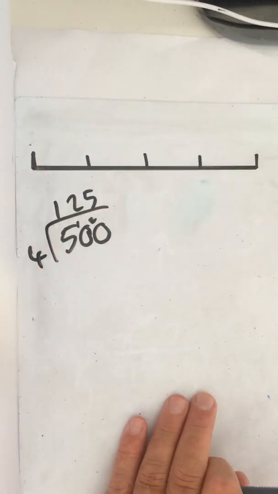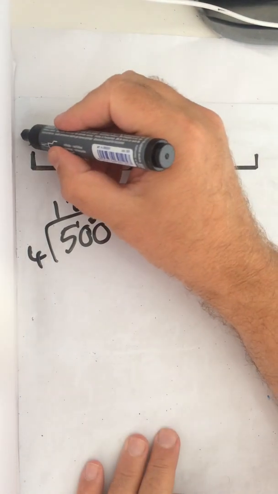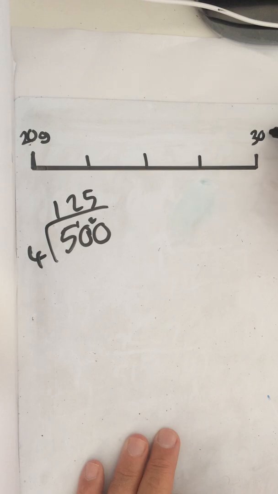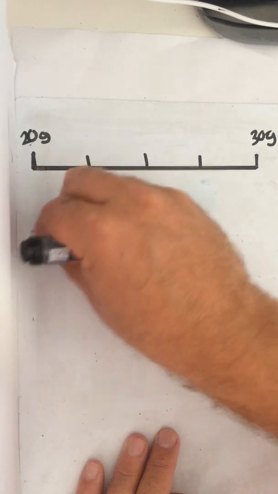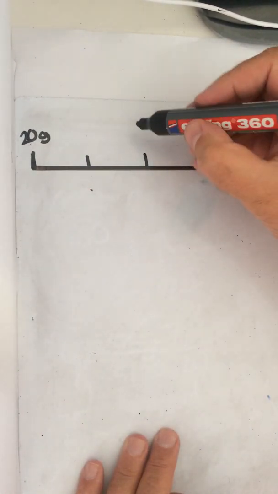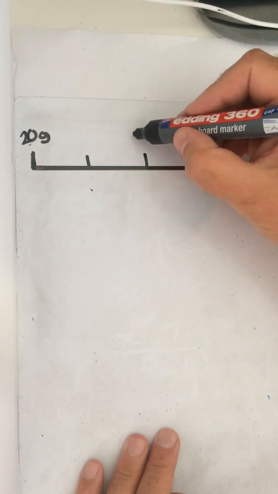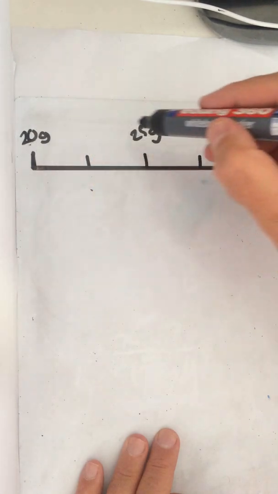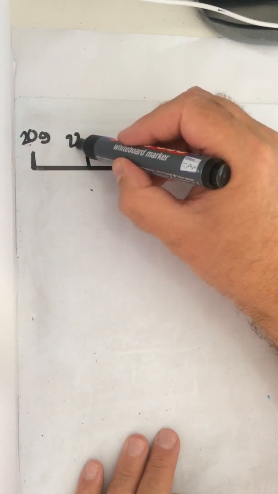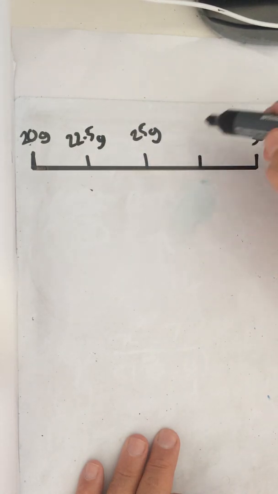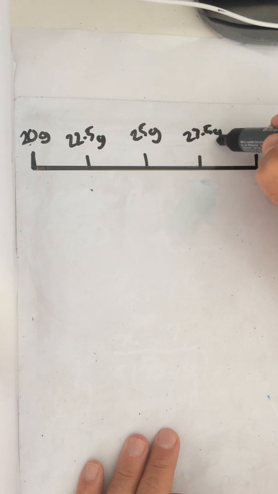They don't have to start at 0. They do not have to start at 0. So say, for example, this is between 20 grams and 30 grams. Probably the easiest way to do this again is to find the halfway. The halfway here is 25 grams. And then halfway between 20 grams and 25 grams is 22.5 grams, isn't it? And then halfway between 25 and 30, 27.5 grams.